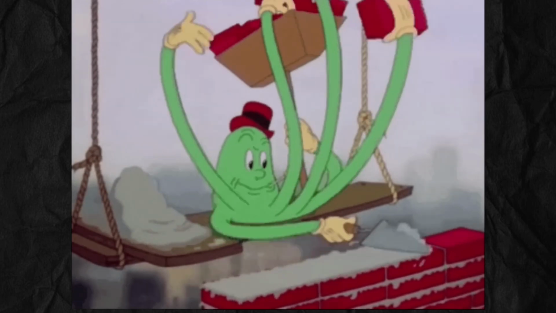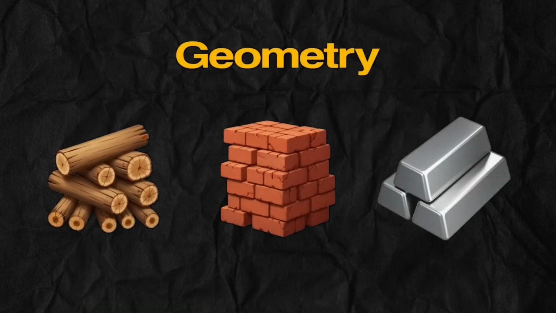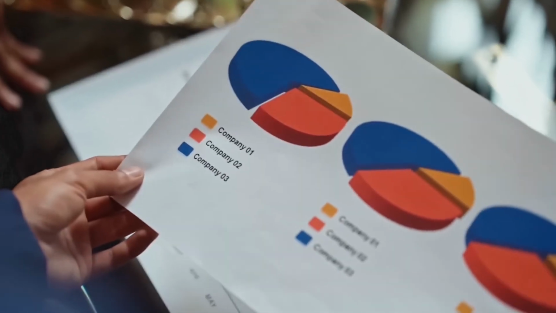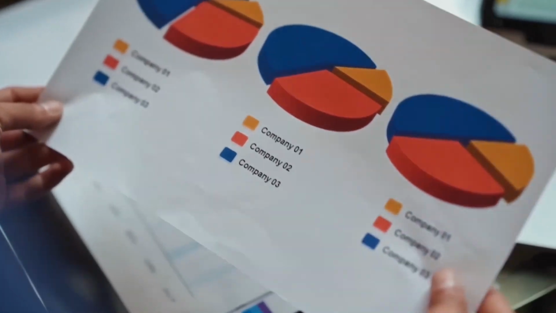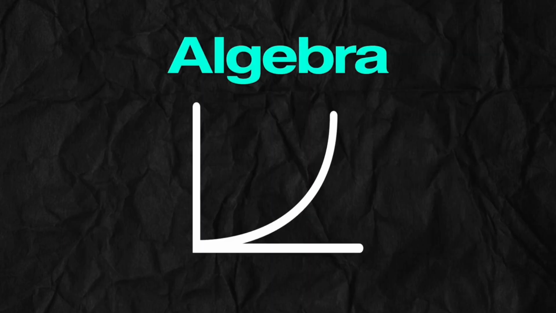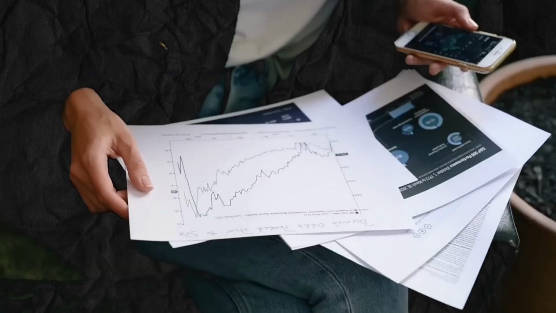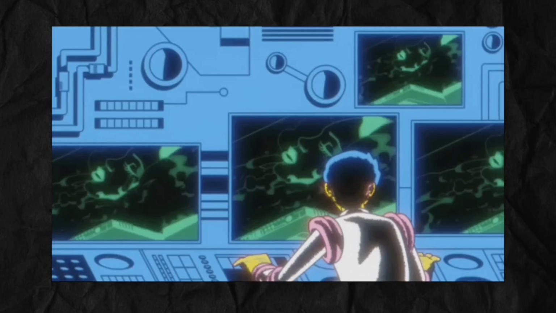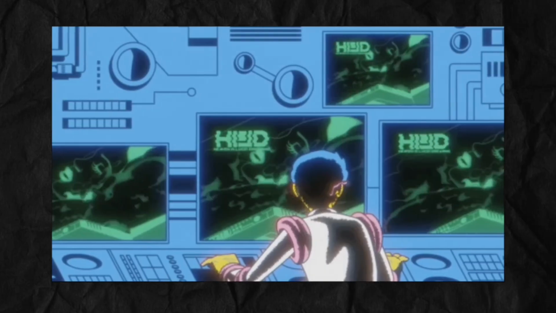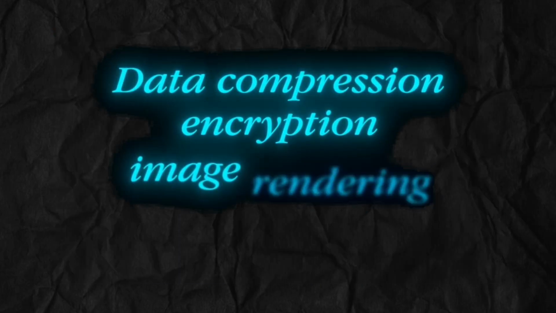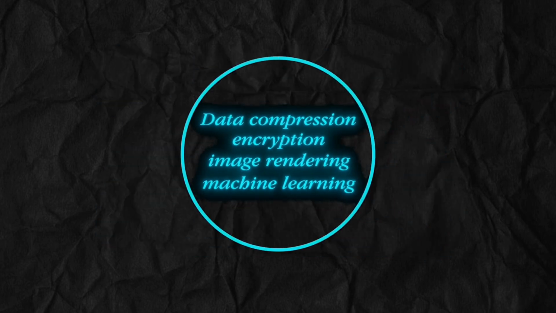Where does this actually matter? If you are managing a construction project, geometry determines material quantities, algebra lets you work backwards from budget to quantity, and statistics helps you evaluate contractor bids and identify outliers. If you work in finance, algebra builds pricing models, exponential functions model compound growth, statistics summarizes portfolio performance, and probability quantifies risk. If you are in technology, every algorithm you use was designed using these tools. Data compression, encryption, image rendering, and machine learning all reduce to applied math.